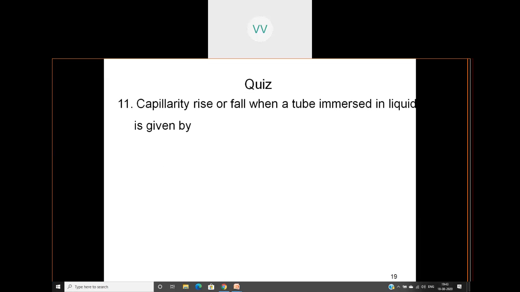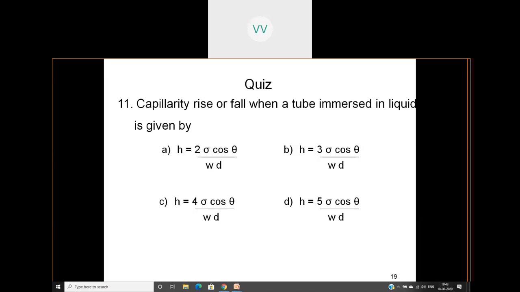Then the capillary rise or fall when a tube is immersed in a liquid is given by 2 sigma cos theta by WD, 3 sigma cos theta by WD, 4 sigma cos theta by WD, or 5 sigma cos theta by WD. So the answer is the expression which we derived, 4 sigma cos theta by WD. So C is the correct option. Look here, it has been highlighted.